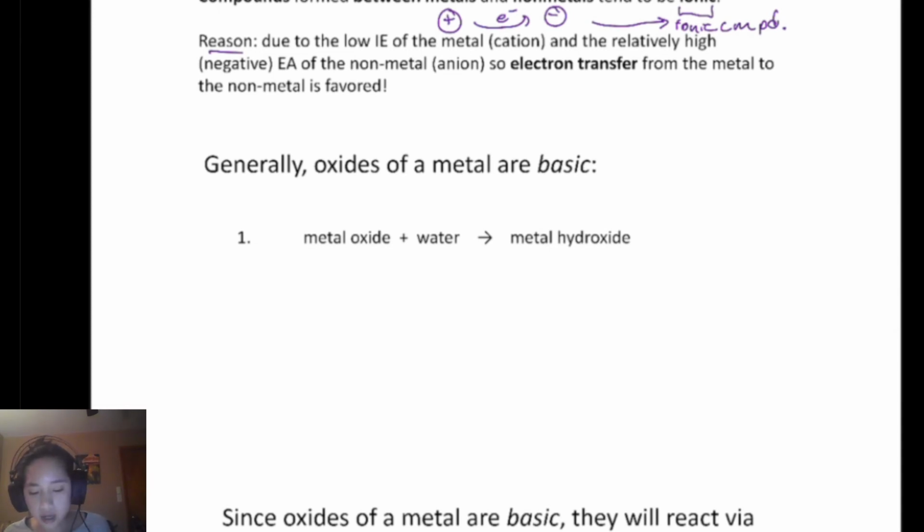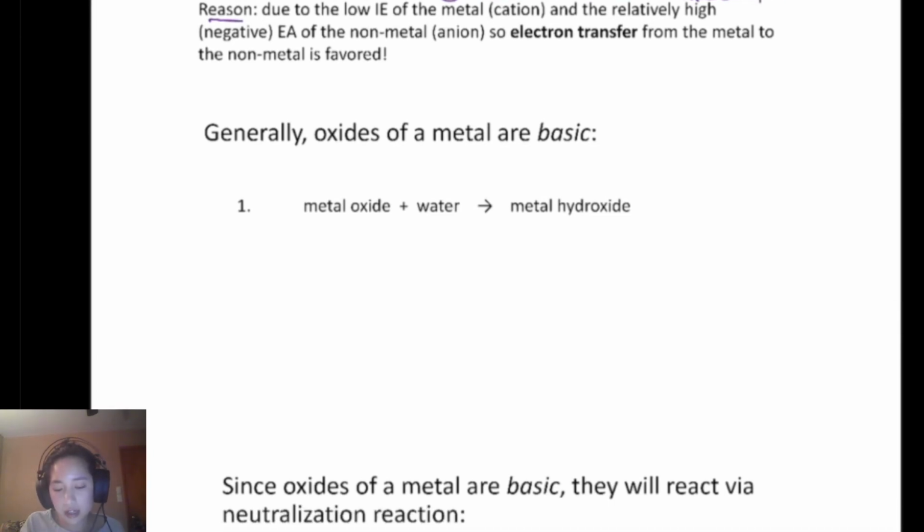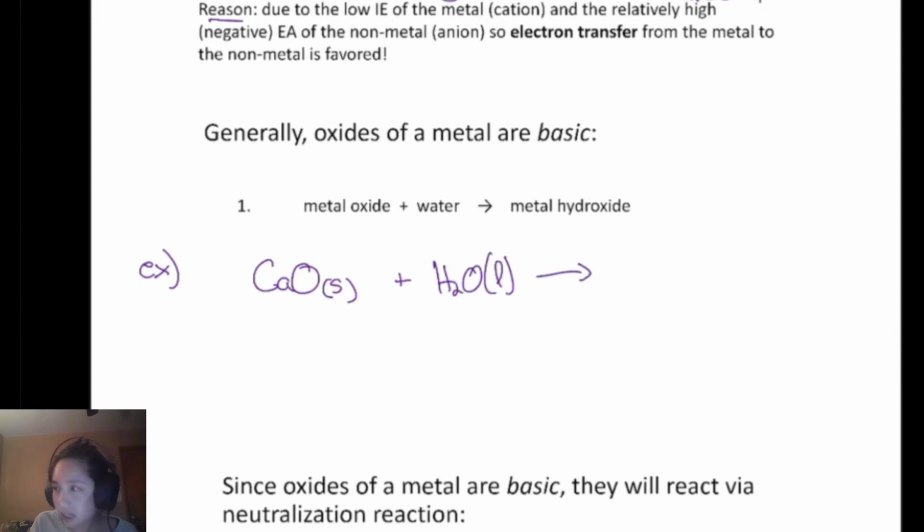So generally, oxides of metals are basic. The general formula is a metal oxide plus water gives you a metal hydroxide. I'll give you an example. If I have a metal oxide, let's say calcium oxide, solid, plus water, H2O, liquid, gives us a metal hydroxide. Is this balanced? Yeah, 2. Remember, hydroxide together has a -1 charge, and calcium as a cation has a 2+ charge. So there have to be 2 hydroxides here, and you will get aqueous.